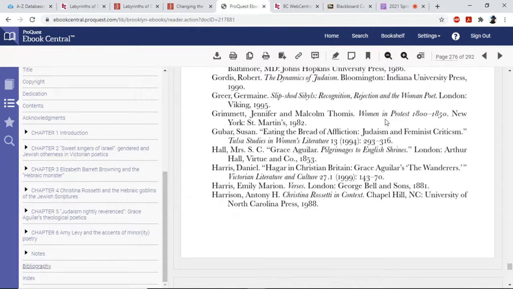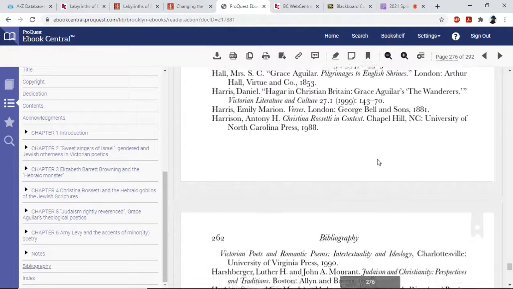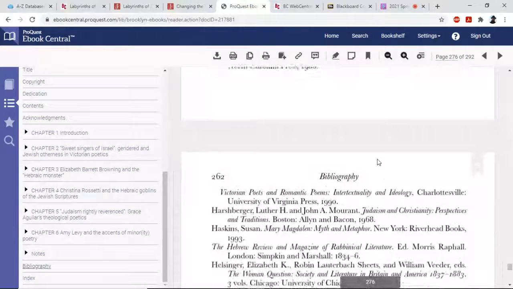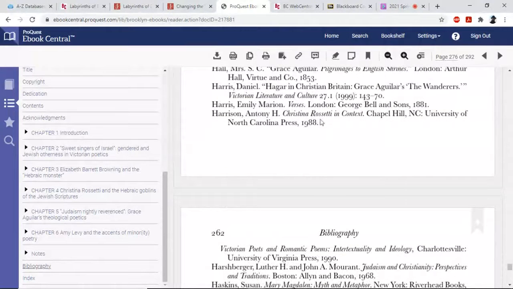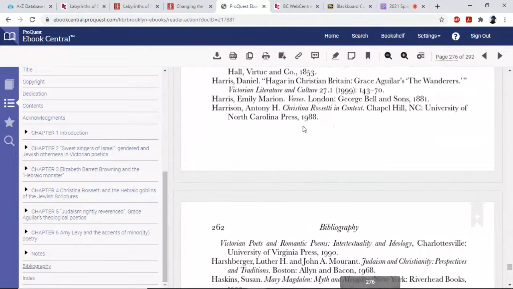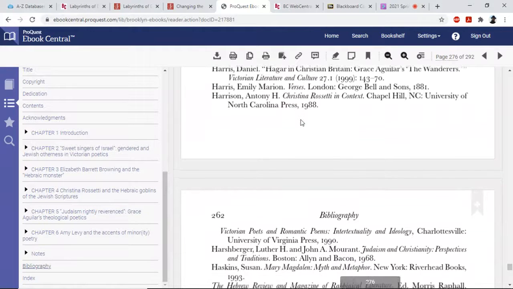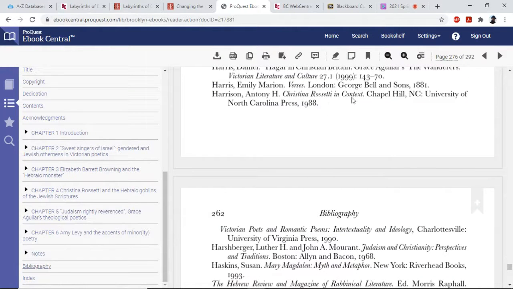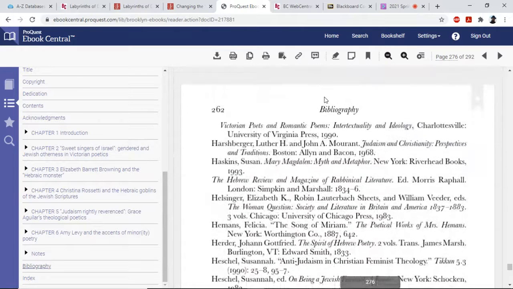So you see nods to feminist theory, feminist social criticism and literary criticism. You see nods to religion, religious criticism, religious theory, and here we go, Christina Rossetti in context. So that's relatively recent, 1988. That might be helpful. So that might be worth noting down.